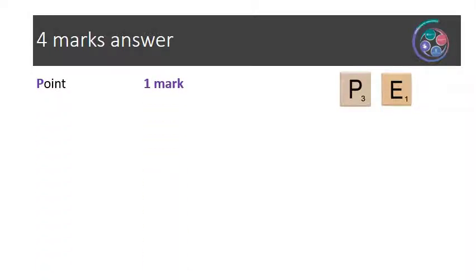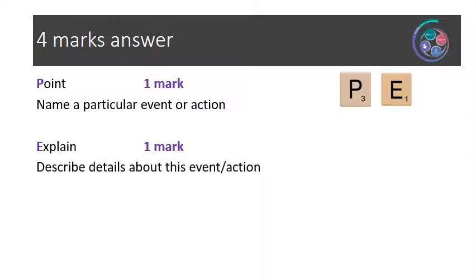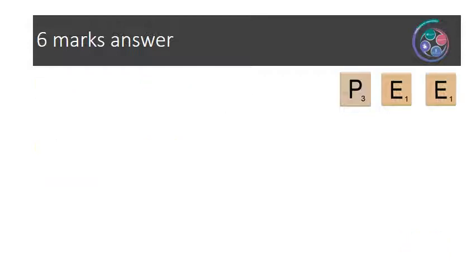You make your point, which answers the question for a mark, and you give further details about that event or action. By repeating this process twice, you can achieve 4 marks. Note that this allows you to avoid giving examples where possible, but you should repeat this process twice.